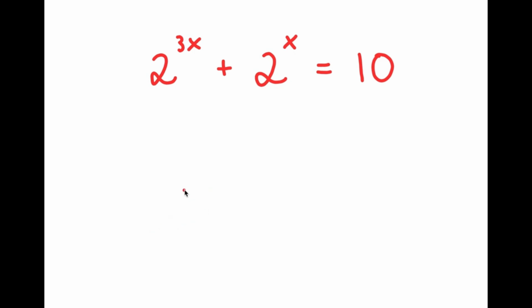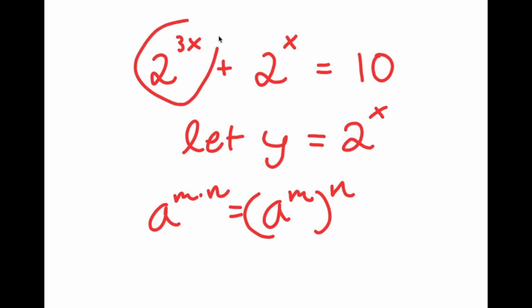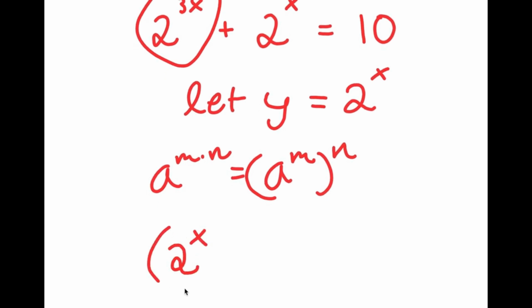Alright, so in this problem, I have 2 to the power of 3x plus 2 to the power of x is equal to 10. So I'm going to first start by letting y equal 2 to the power of x. Now, if I have something in the form a to the power of m times n, this is equal to a to the power of m to the power of n. So 2 to the power of 3x, that's going to equal 2 to the power of x to the power of 3. Now I have this plus 2 to the power of x is equal to 10.